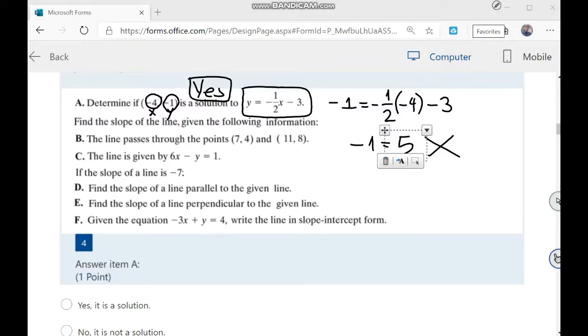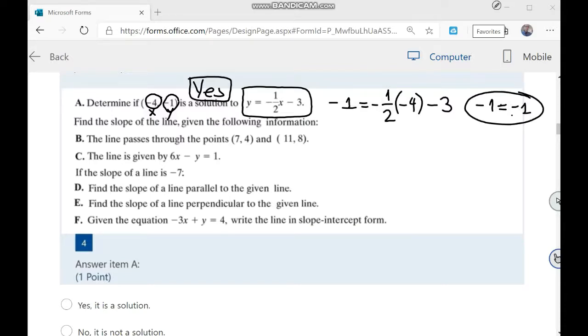In this situation that we have here, if you do all the calculations, you're going to find negative 1 equals negative 1. That means, yes, this is going to be a solution to the equation. Right? And boom. This is letter A. Let's check letter B.